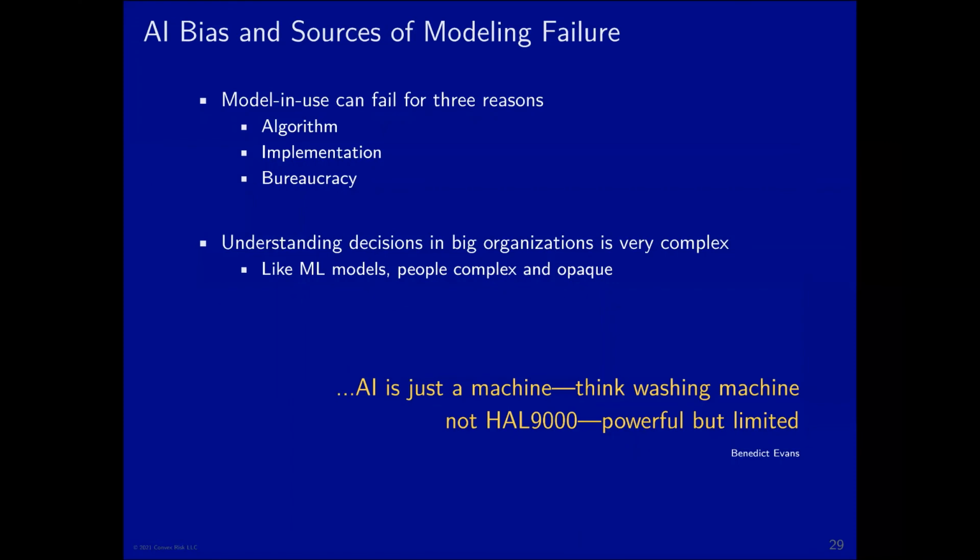And I'd also note that models can fail. We often talk about a, quote unquote, biased algorithm. Normally algorithms are just math. They're not biased one way or another. Least squares or maximum likelihood isn't biased. It might be a biased implementation, or it might be a good implementation run by a biased bureaucracy. So there's different levels at which these models can fail.